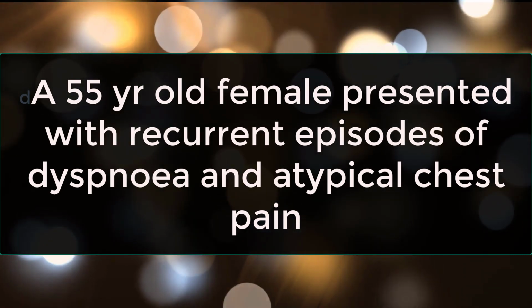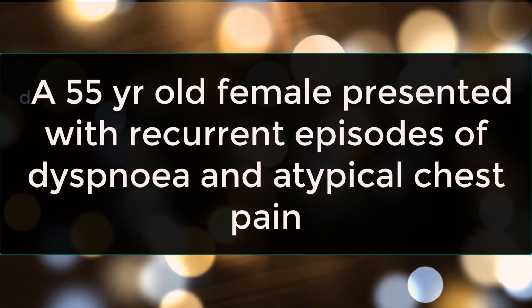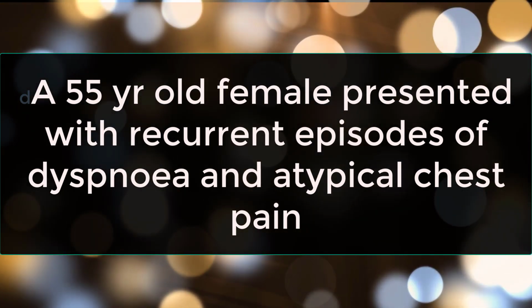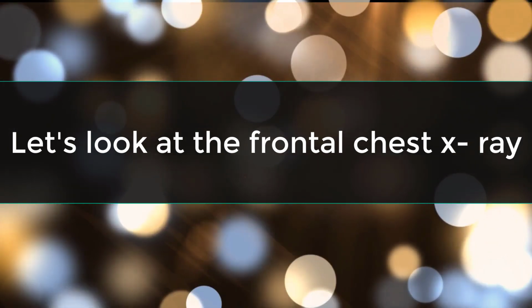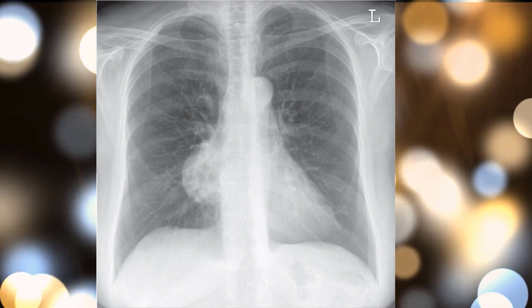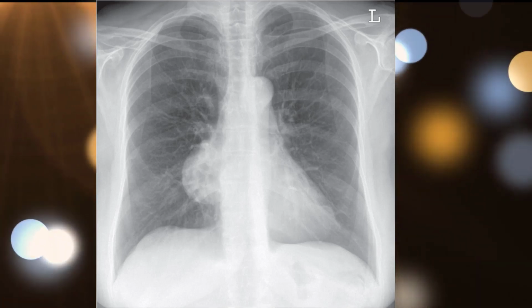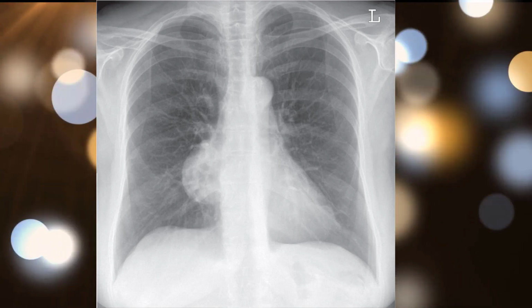A 55-year-old female presented with recurrent episodes of dyspnea and atypical chest pain. Let's look at the frontal chest X-ray. Guys, first try to identify the abnormalities you see in this chest radiograph. And then we'll discuss what are the findings.